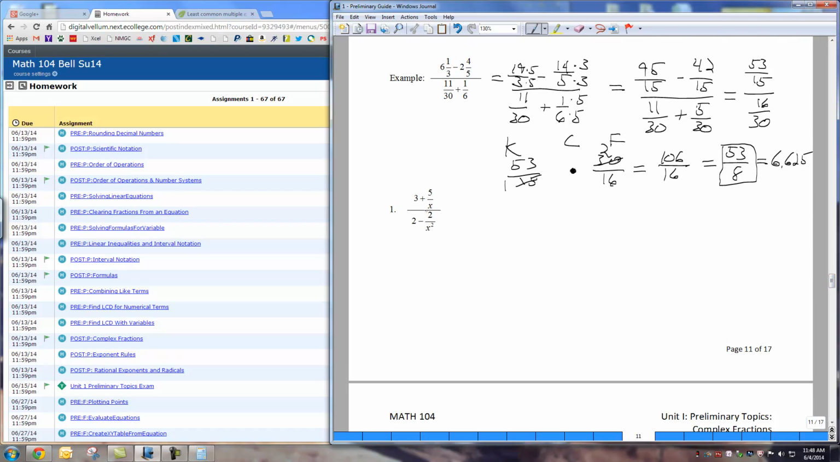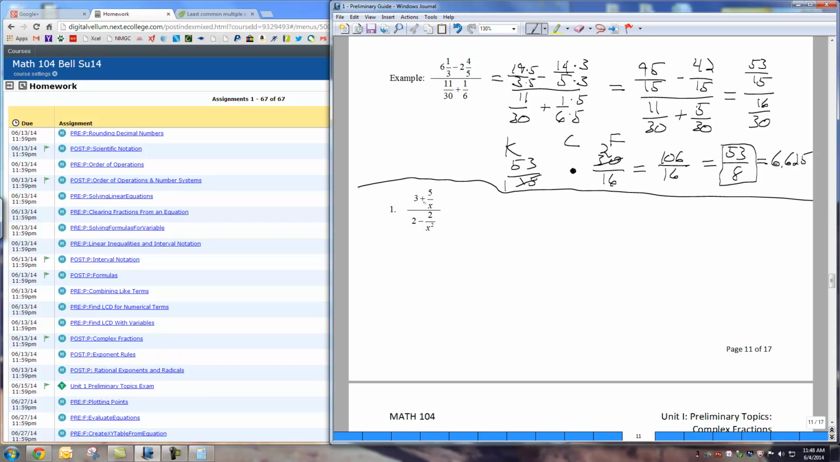Now we can do the same thing here. So I'm going to use the same method I did above. I'm going to combine the numerators and then invoke keep change flip. After that, I'll show you another method that you can use to solve these problems. So let's look just at the numerator. Let me draw a little line right here so I have a separation.